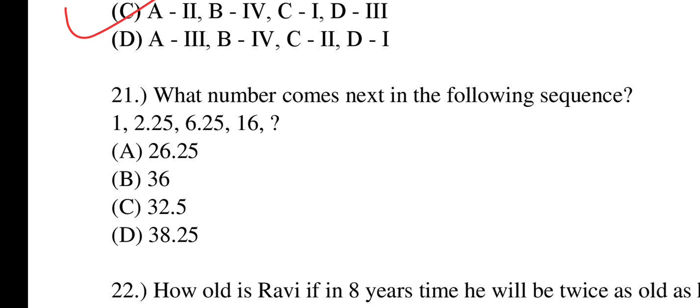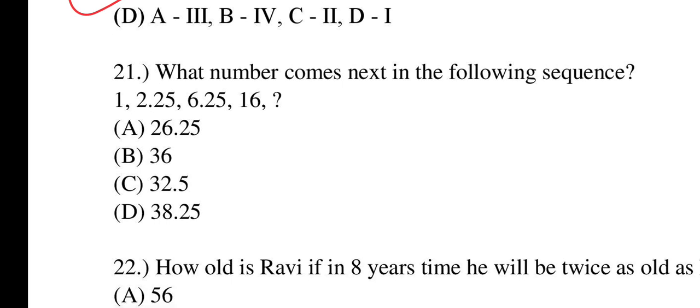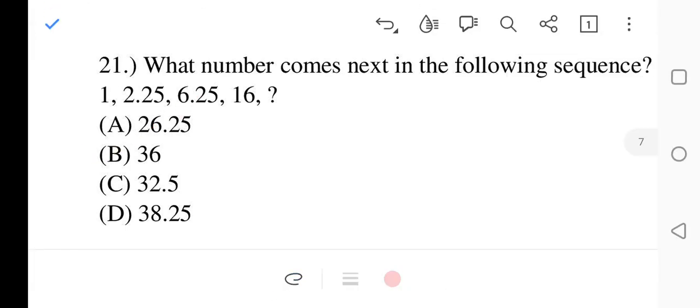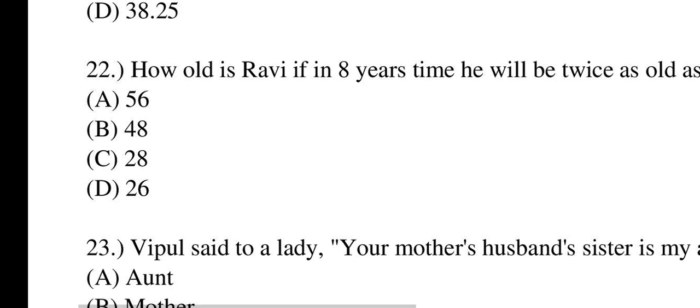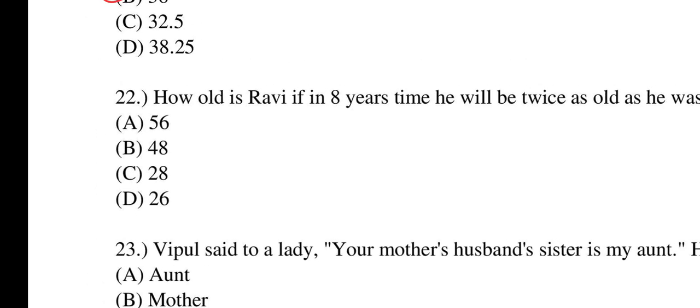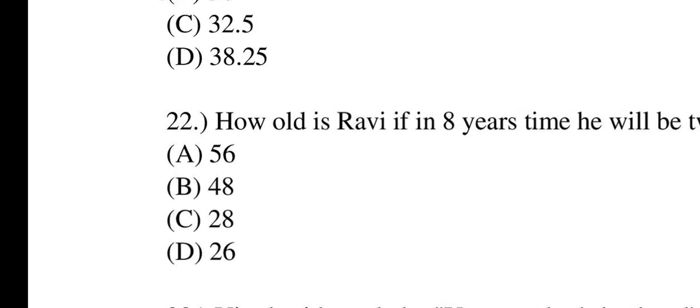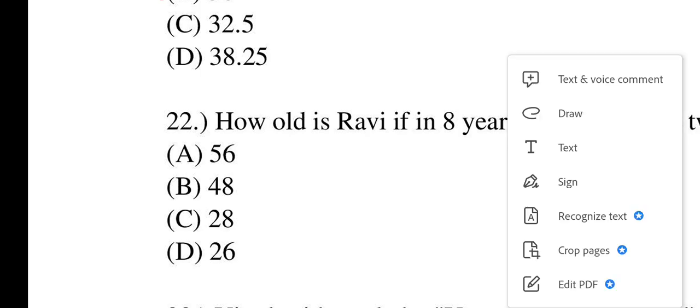21 says, what number comes next in the following sequence? 12, 20, 12.25, 6.25, 16, then what? Options: 26.25, 36, 32.5, 38.25. The correct answer will be option B, 36. 22 says, how old is Ravi if in 8 years' time he will be twice as old as he was 20 years ago? A, B, C, D: 56, 48, 28, 26. It will be option B, that is 48.